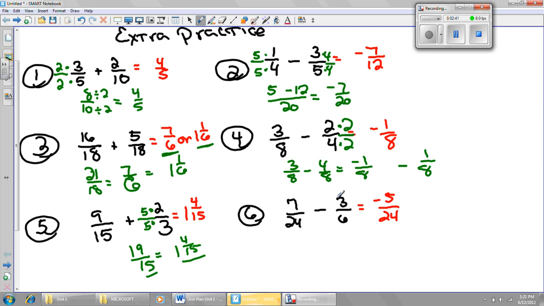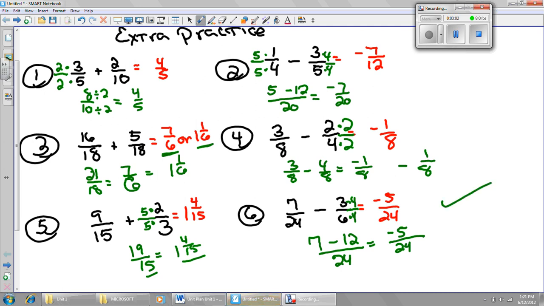All right, last one. I need to turn a 6 into a 24, and therefore I'll multiply by 4, and I'll do the same thing in the numerator. All right. And that's going to equal -5 over 24.